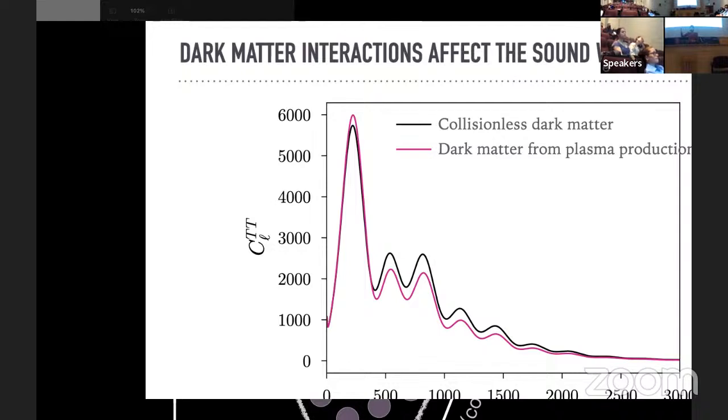And this is a really exquisitely precise test. You can test things at the part per billion level or even less than that of dark matter, and you can really differentiate between dark matter and other things. So this is an extremely powerful test. And this actually tells us exactly how much dark matter there is.